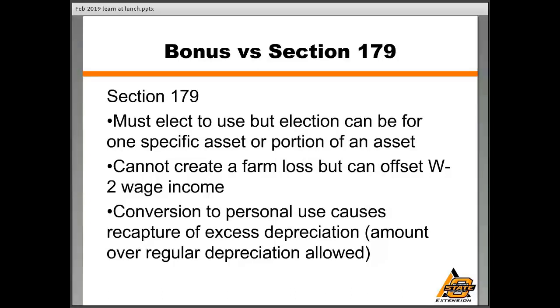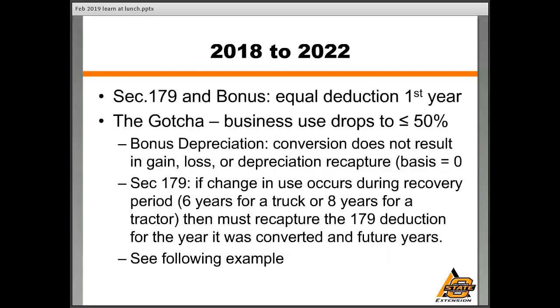So here, let's remember that 179, where we elect to use one specific asset, cannot create a farm loss, but can offset W-2 wages. So when you get to a certain level there, you cannot use 179 to go below zero on the Schedule F. Any excess is then carried over to future years. Like I said earlier, conversion to personal use causes recapture of the excess depreciation. So what are the rules here? Some things to think about.